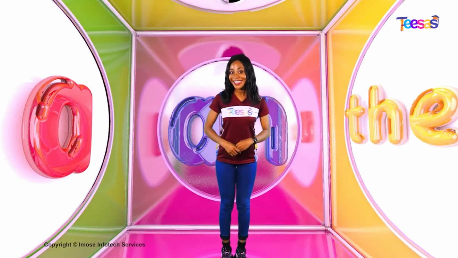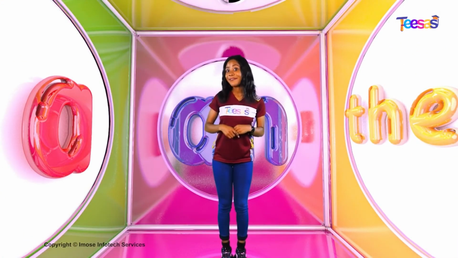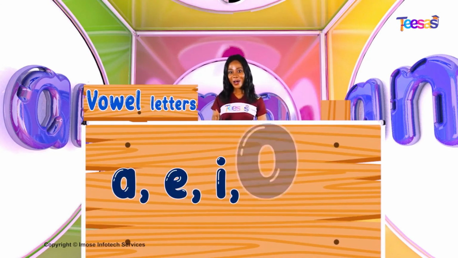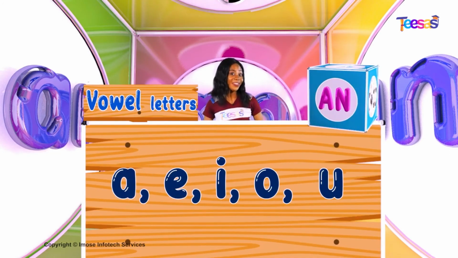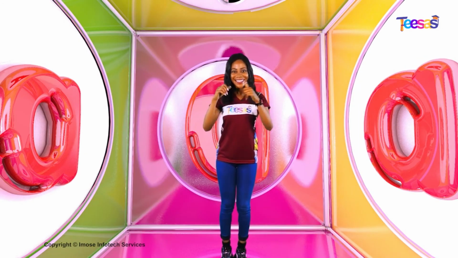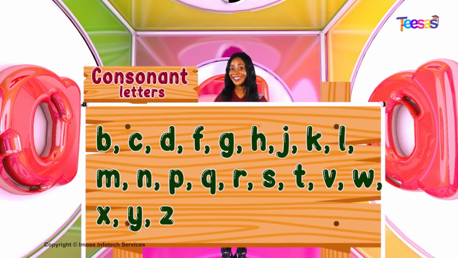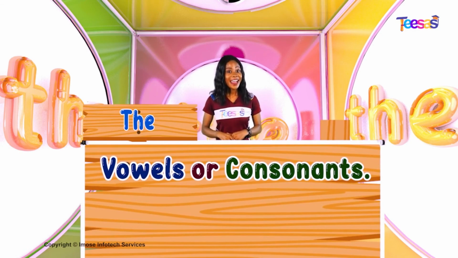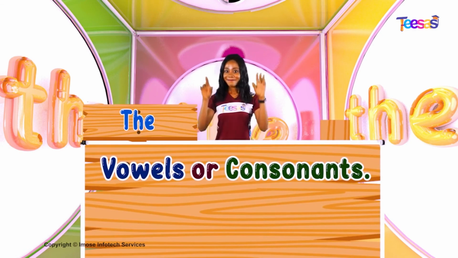Never forget that words which begin with vowel letters A, E, I, O, and U go with the article an. Well done. While all consonant letters go with the article a. Well done. And the can be used with either vowel or consonant words.